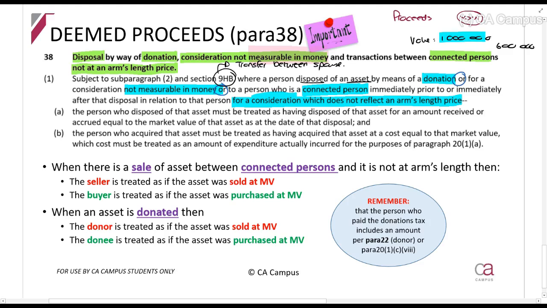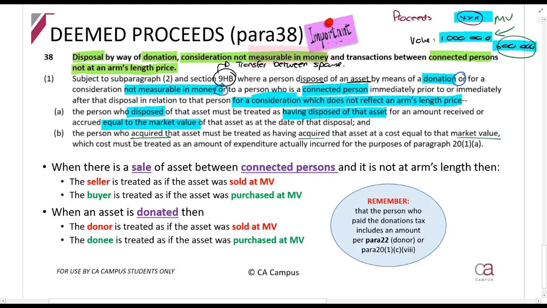Here, the value is R1,000,000. I sell it to you, you my connected person, for 600,000. That's not arm's length. Then the person who disposed of the asset, so the seller, must be treated as having disposed of that asset for an amount equal to the market value. So proceeds here must be market value. So that's deemed. Although I sold it to you for 600,000, I must use the market value in my calculation. The person who acquired the asset, you, must be treated as having acquired that asset at a cost equal to the market value. So that's what your base cost will be.